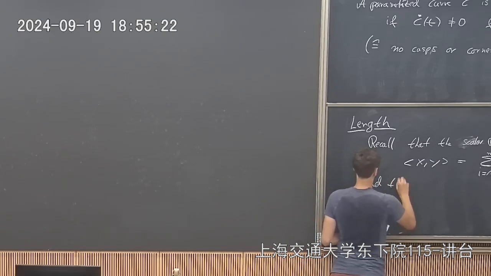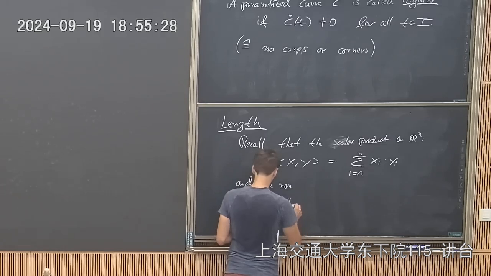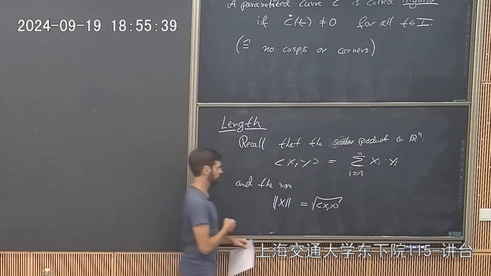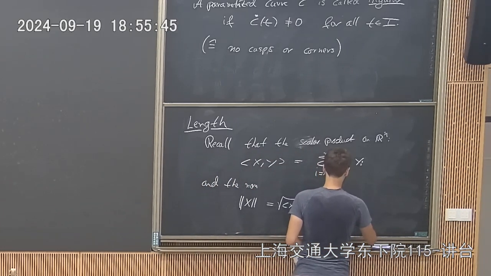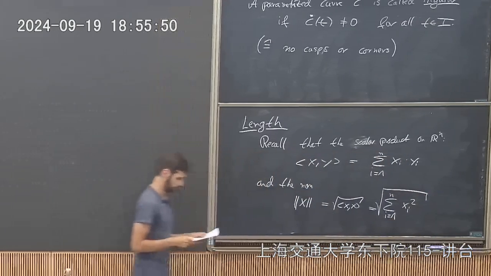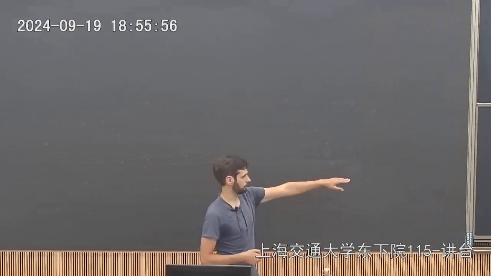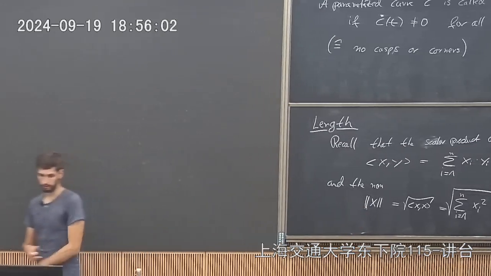And the norm, or the length of the vector, which is my notation for this one, is two double brackets, where you just take the inner product of the vector with itself and then take the square root. And the formula that we all know is that we get a formula for this. So that's essentially the length of a vector. And now how can we use the length of a vector to define the length of the curve?